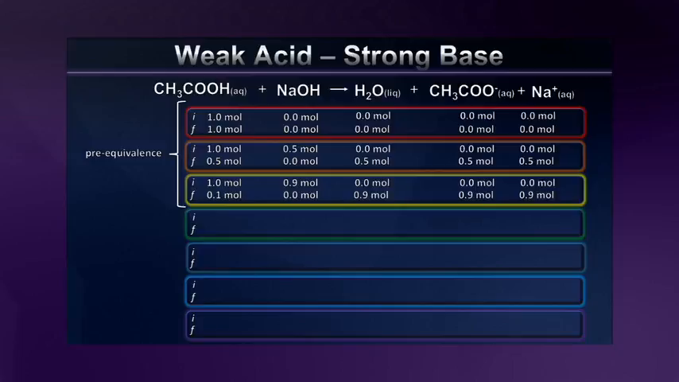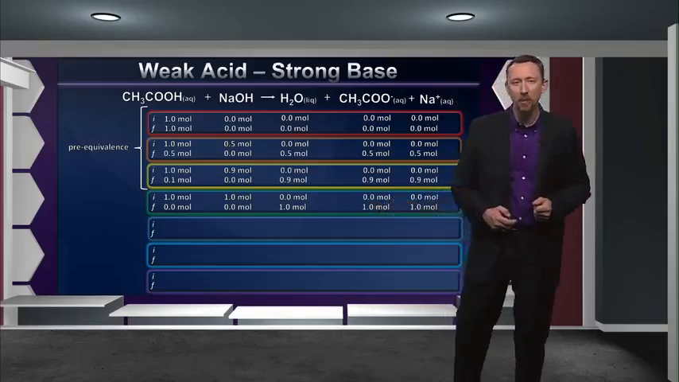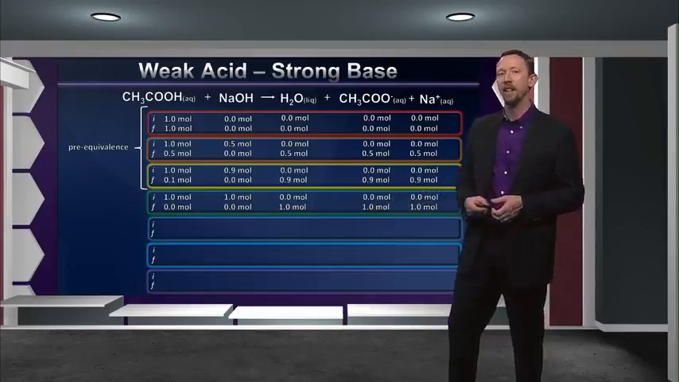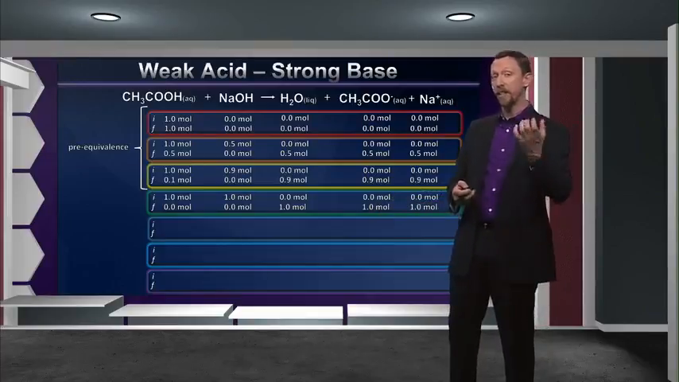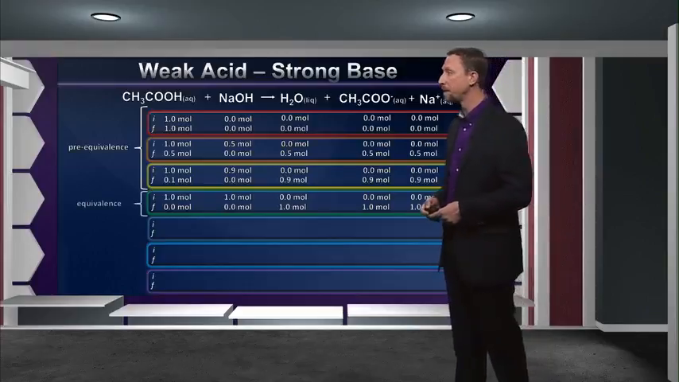Now let's get to equivalence. When we add exactly 1 molar equivalent of sodium hydroxide, neutralizing all of the acetic acid, take a look at what we have. This is a bit different than last time, because in this case we do have something besides water that's going to be pushing the pH of the solution around. We've got a mole of the conjugate base, the acetate. We'll have to deal with that when the time comes to calculate pH.